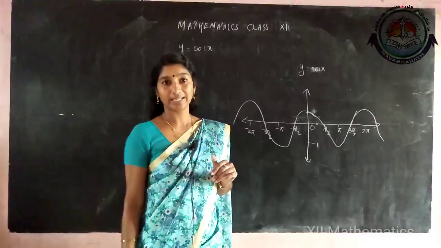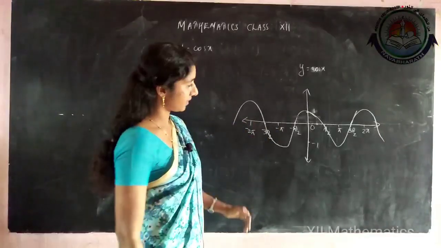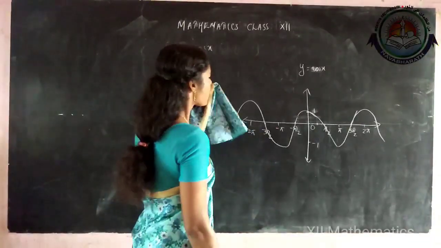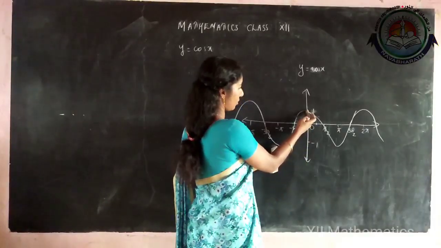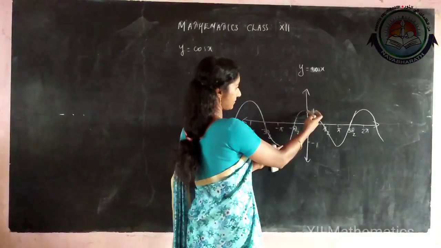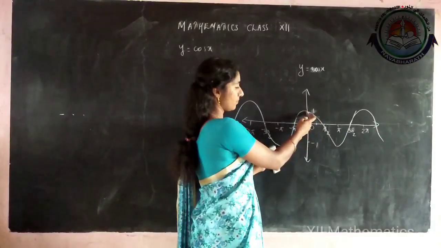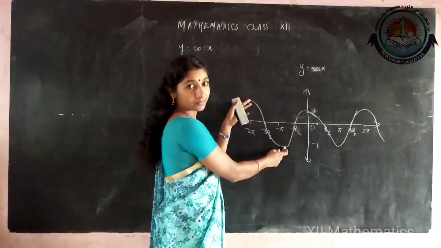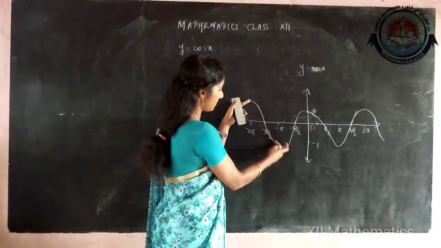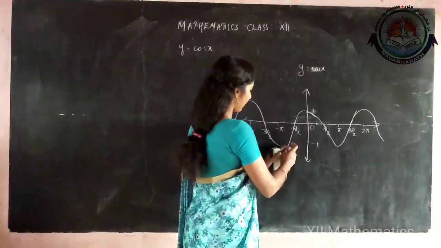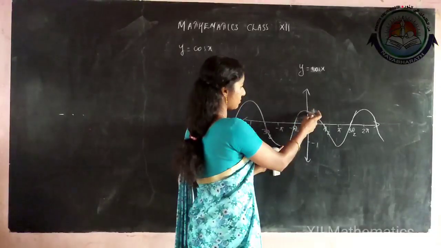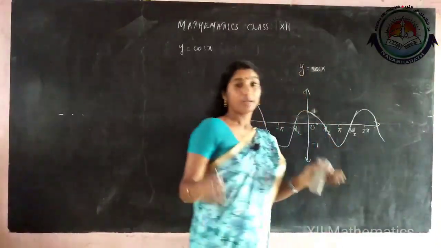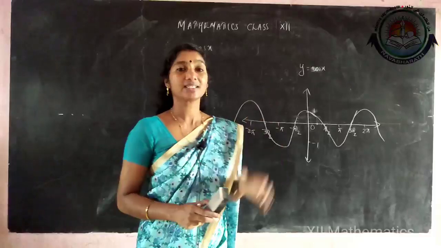So which interval will we take to make it 1-1 onto? See the graph and find which interval is possible. If you take minus pi to 0, see this piece of the graph, it is okay, it is 1-1 onto. Minus 2 pi to minus pi, okay, it is 1-1 onto. So we have this piece to define it as 1-1 onto. Minus pi to 0 interval also, 0 to pi also, pi to 2 pi also, 2 pi to 3 pi also. Many intervals are there to make it 1-1 onto.